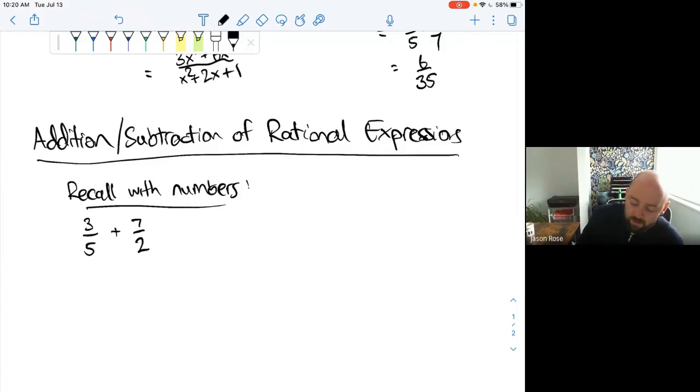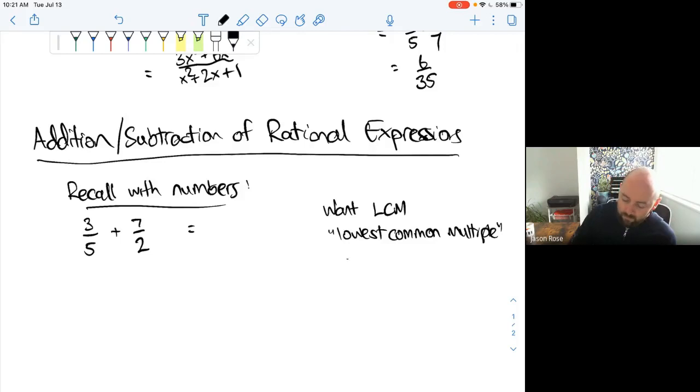Well, what you would do is say, okay, I need to have the same denominator before I can add these two. And the denominator that I want to use is going to be the lowest common multiple of the denominators that are currently present. So you want the LCM, the lowest common multiple of 5 and 2. That number is an easy one, we're just doing numbers, right? So the lowest common multiple of 5 and 2 is 10.